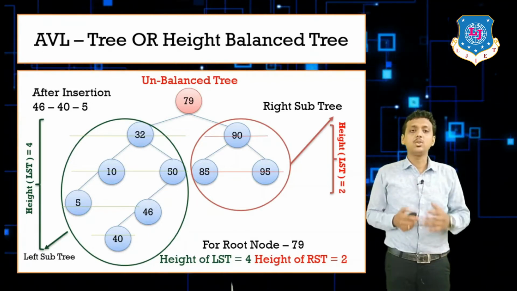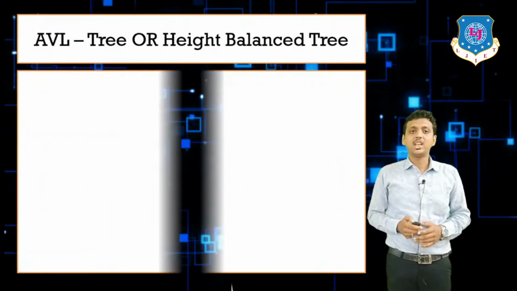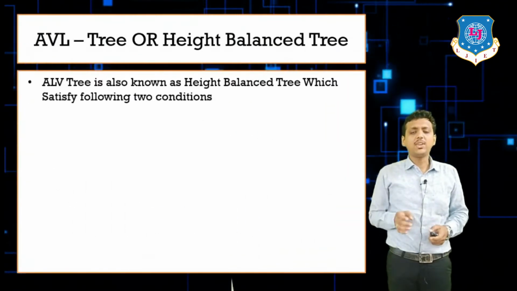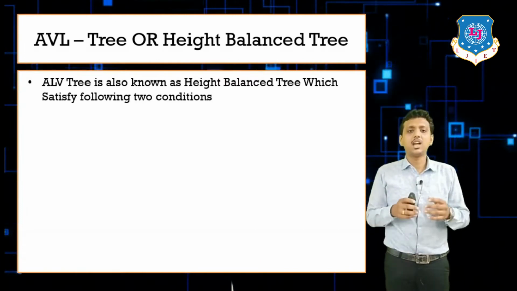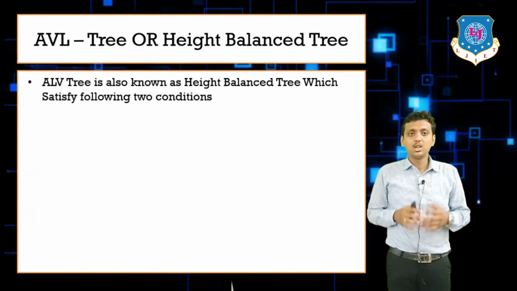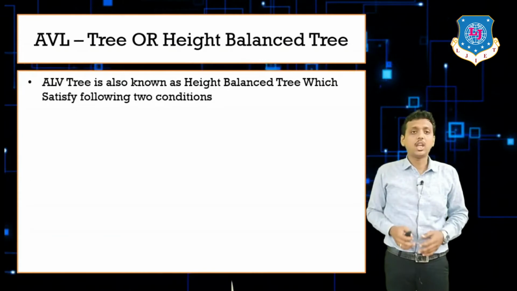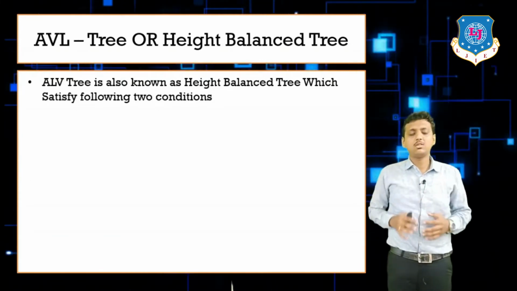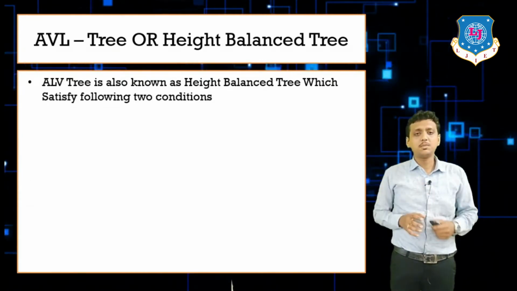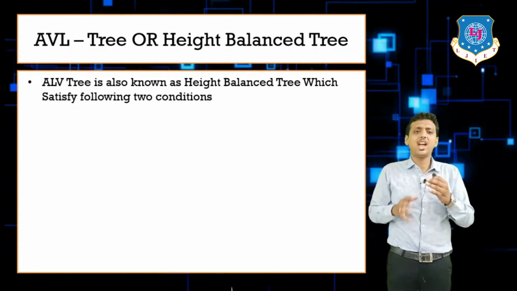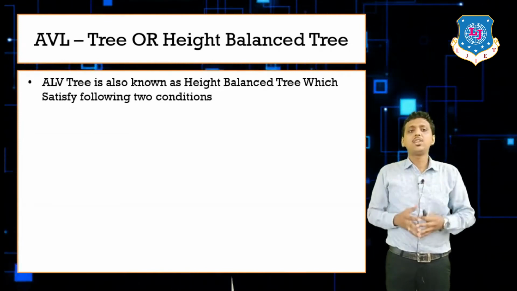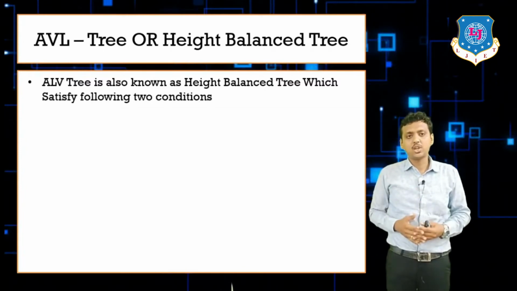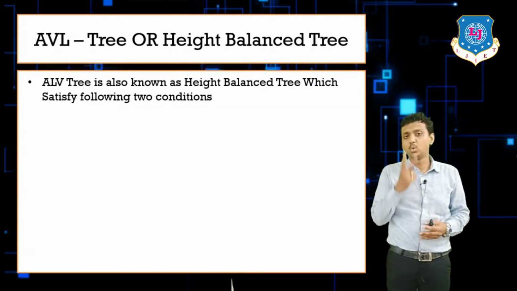Okay, so next we have the AVL tree. In AVL, A, V and L are all names of the scientists who defined this method. The AVL tree is also known as a height balanced tree, just because here we need to balance the height of the left subtree and the right subtree. An AVL tree satisfies mainly 2 conditions.